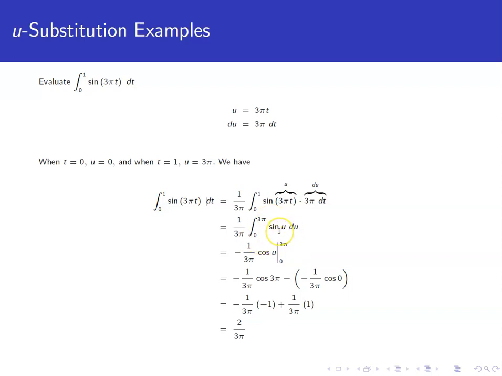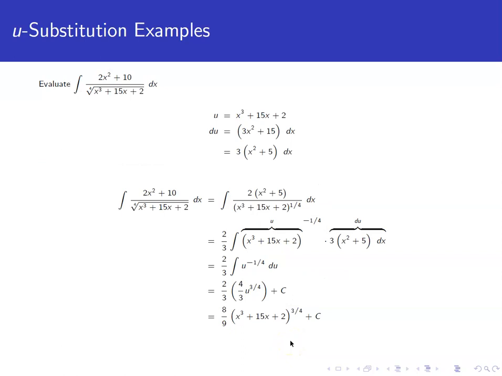Now we need an antiderivative for sine of u. An antiderivative for sine of u is negative cosine of u. And we'll evaluate this at the endpoints. Now we'll use our fundamental theorem of calculus, plug in our upper limit of integration, and then subtract off what we get when we put in our lower limit of integration. So we get cosine of 3 pi. Cosine of 3 pi is equal to negative 1. We also have cosine of 0, that's equal to 1. And then if we simplify this arithmetic expression, we'll get 2 over 3 pi for our final answer.